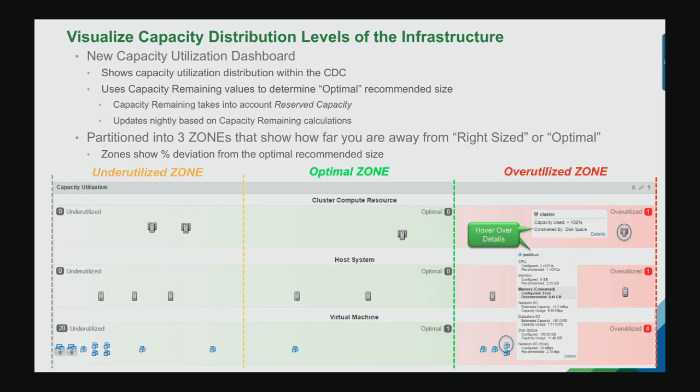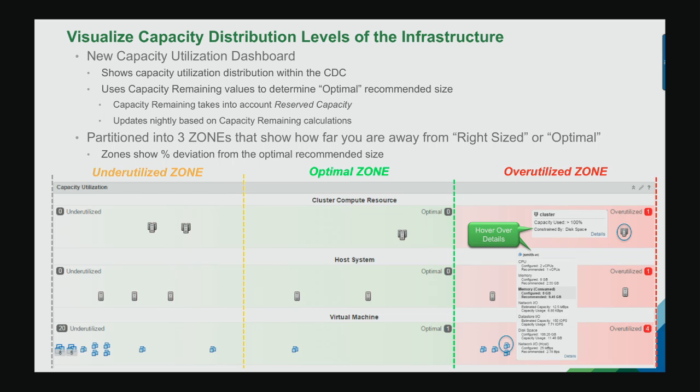So here, what we're looking at is a new widget called the capacity utilization widget. In this widget, we're looking at the capacity of your environment based on the policies that you've defined, because you all know that in the policies you decide what your undersized and oversized requirements are, what your buffers are like within your environment, what type of reservations you have, et cetera, et cetera. You decide that in the policies.